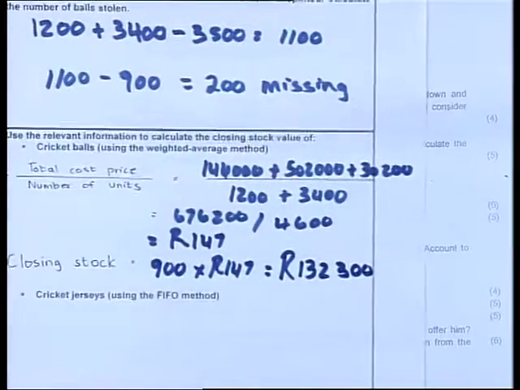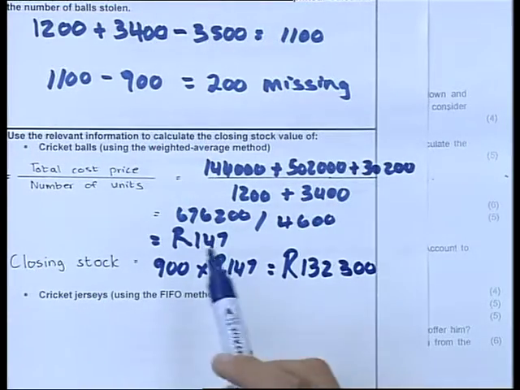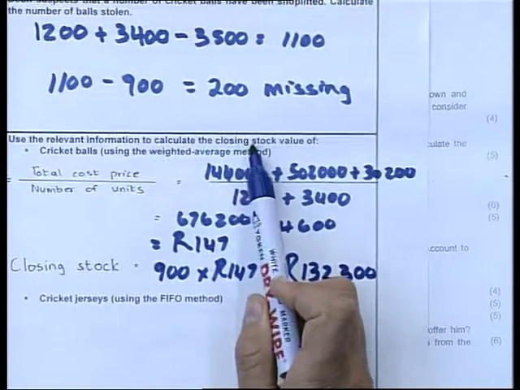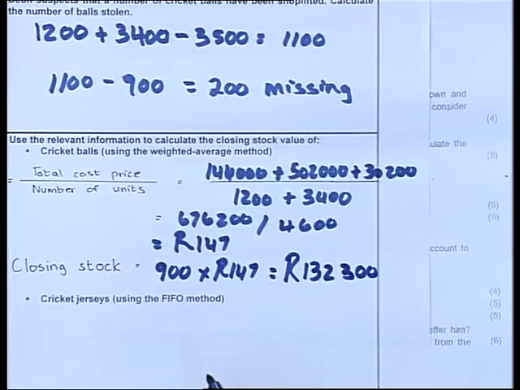So what is it that we've calculated here? We've now calculated, by using the weighted average method, the value of the closing stock.